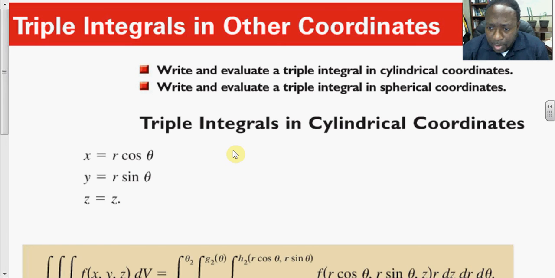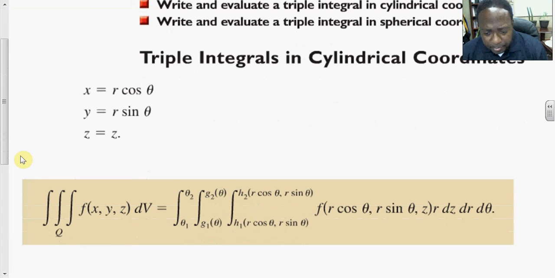Triple integrals in cylindrical and spherical coordinates. First, we start with triple integrals in cylindrical coordinates. Recall from the polar coordinate system with x and y that x is equal to r cosine theta and y is equal to r sine theta. And then in space, we pick up z, so z is equal to z.